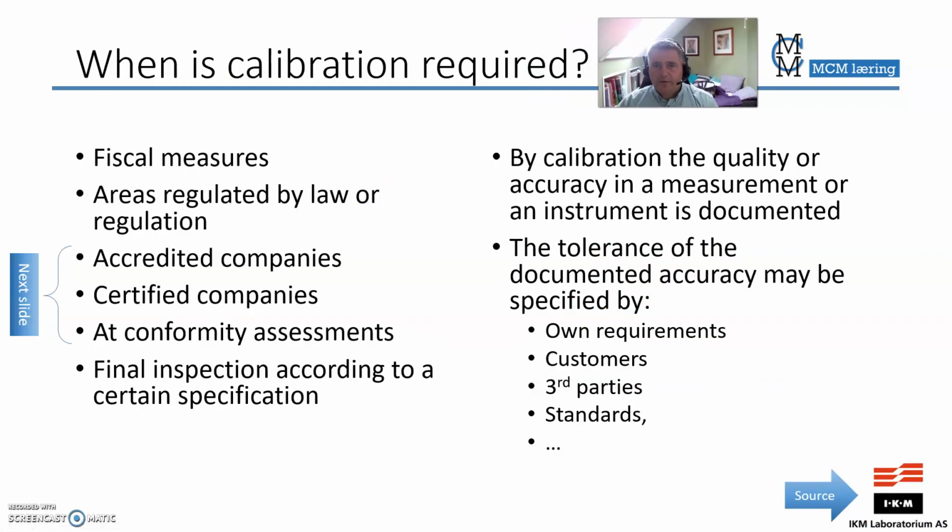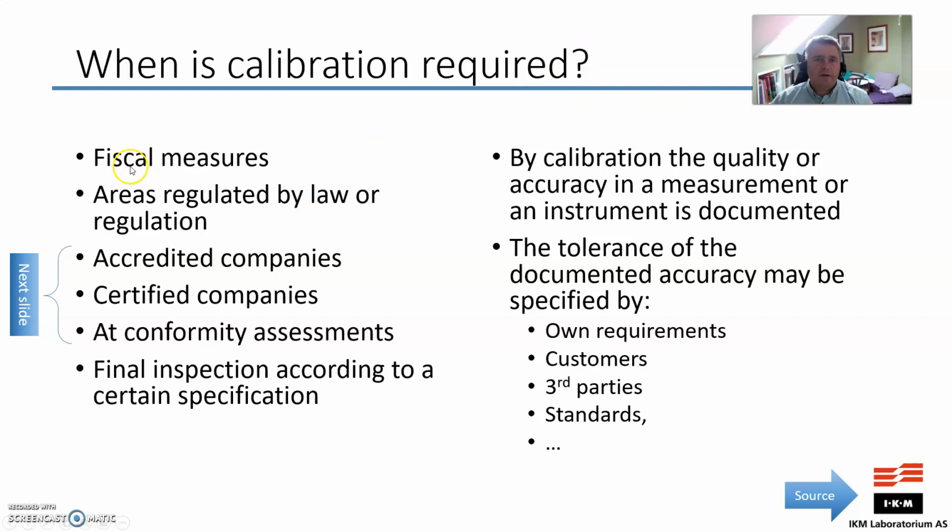When is a calibration required? It's required for fiscal measurements, and there is a task today to study what fiscal measurements are, or fiscal measures. Some areas are regulated by law or regulation. There you have to have calibrated instruments. You have something called accredited companies and certified companies, and you have something called conformity assessments. We'll come back to all this on the next slide.